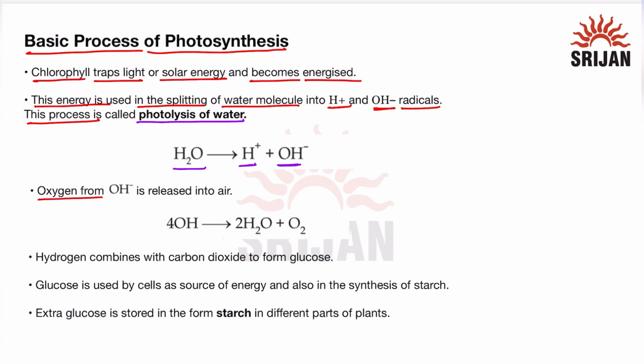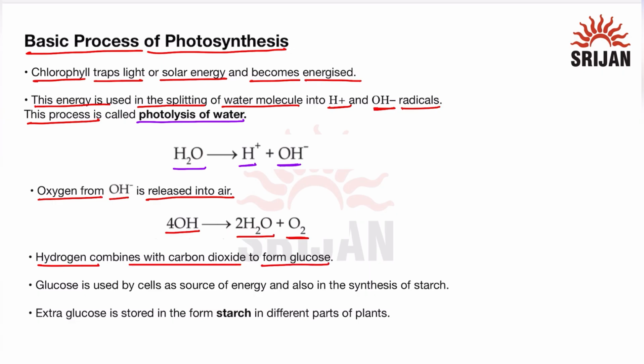Now oxygen from OH- ion is released into air. So the OH- ions that are formed from the splitting of water, 4 OH- will combine and form two water molecules and O2, which is formed as the product of photosynthesis and it is released into air. Now hydrogen combines with the carbon dioxide from the atmosphere to form glucose.